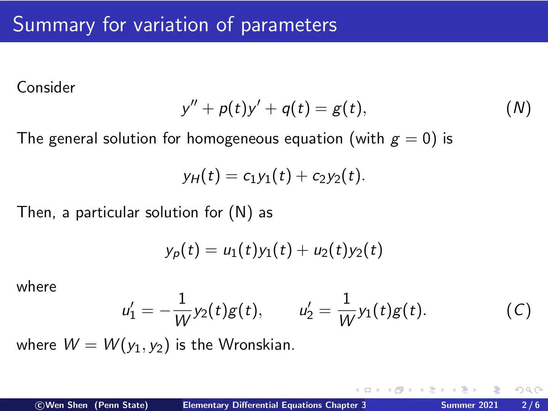So we call it yp, that is equal to u1 as a function of t times y1 plus u2 as a function of t times y2. And then the u1 and the u2 satisfy the following. So u1 prime is 1 over w times y2 times g, where y2 is the second solution here and g is the right hand side, and w is the Wronskian of y1 and y2. And then for u2, u2 prime is negative 1 over w times y1 times g. Okay, so this is what we derived in the previous video.